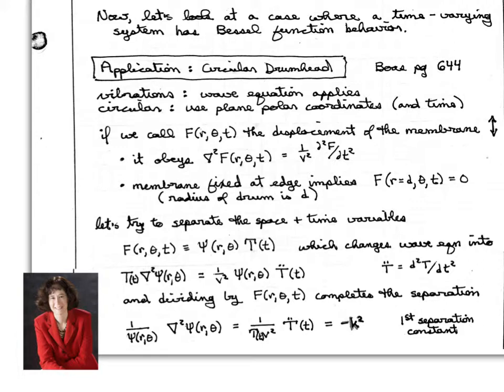If we now divide this equation through by the full displacement function, we see that we've now achieved separation, in that we have functions of space only on the left side and functions of time only here. Therefore the only way that they can be equal to one another for all space, for all time, is if each term is in fact equal to a separation constant, which we'll call negative k squared. So that's the first separation constant in our separation. On the next slide, we'll proceed with the separation. So let's go there.